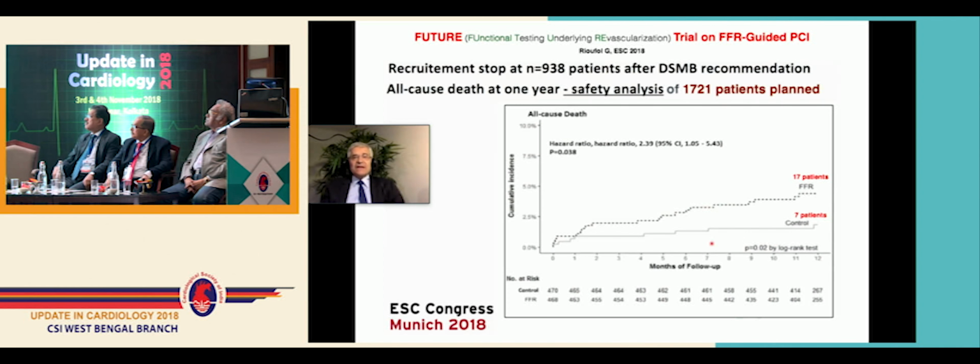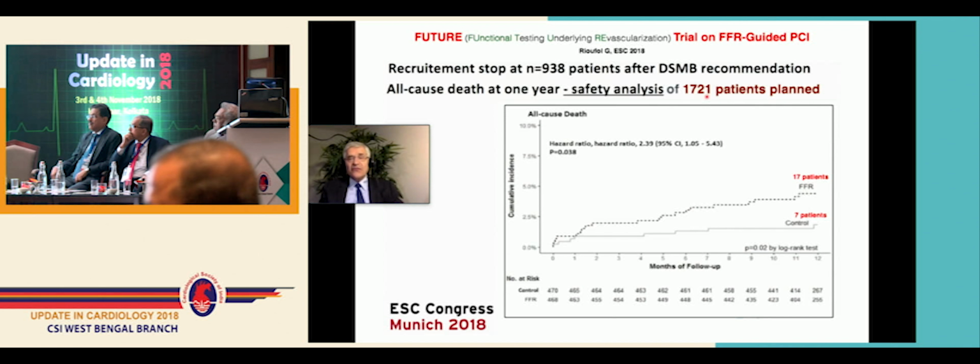And you may not know, but there is a randomized trial that basically is the nail in the coffin of FFR, but it has not been published yet in a journal. It has been shown twice, once at AHA 2016 and once at ESC Congress 2018. It's the FUTURE trial, Functional Testing Underlying Revascularization. So here, patients, mainly in France, 1,728 patients were randomized to either have FFR and then only be treated if FFR was abnormal, or just have an angiogram and be treated by eyeing the angiographic result.